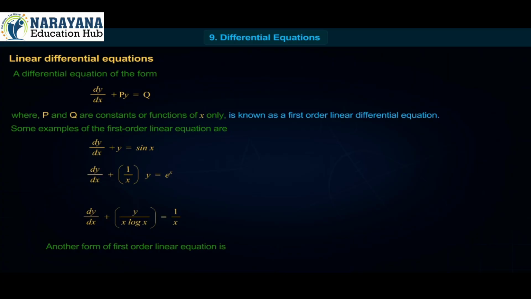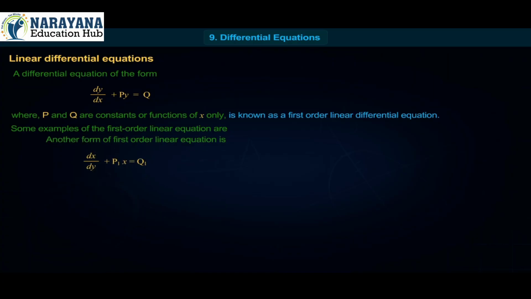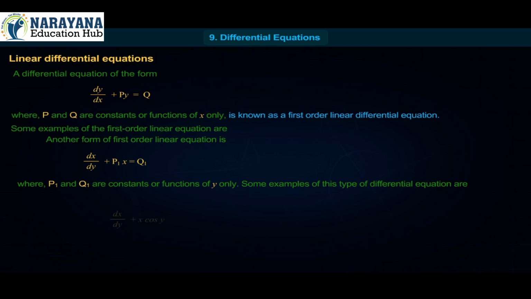Another form of first order linear equation is dx by dy plus p1x is equal to q1, where p1 and q1 are constants or functions of y only. Some examples of this type of differential equation are dx by dy plus x is equal to cos y, dx by dy plus minus 2x upon y is equal to y square e raised to minus y.